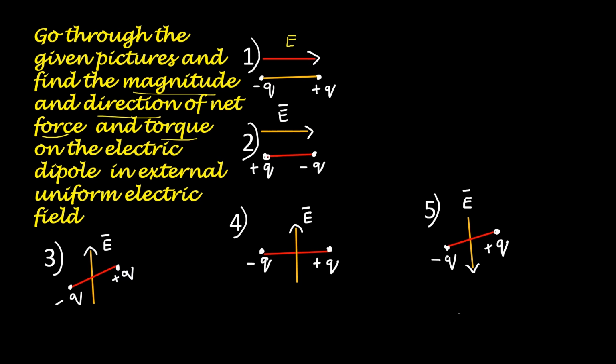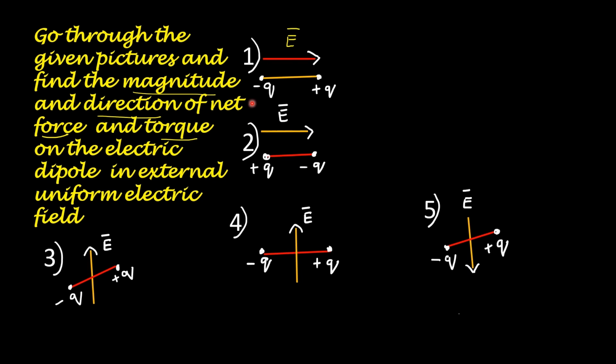This is the direction of electric field. Negative Q, positive Q. So, direction of dipole moment is from negative to positive. Uniform electric field means the direction and magnitude of electric field is the same. This point is applicable for all the 5 diagrams that are given here.